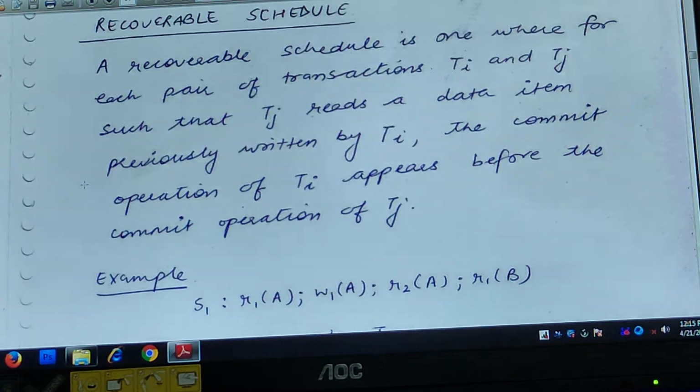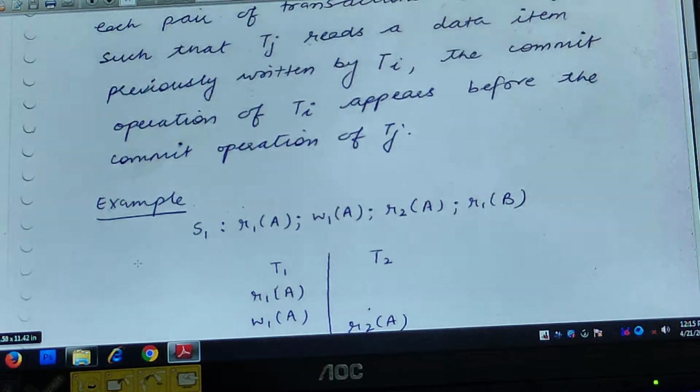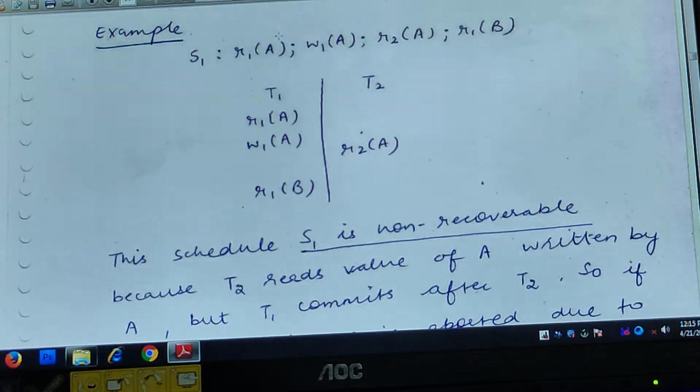I'll explain this with the help of two examples. Suppose I have a schedule S1 and this is the sequence of operations. R1A means R is the read operation, W is the write operation, 1 means it is performed by transaction T1, 2 means it is performed by transaction T2, and A means on the data item A, and B is the data item B. So when I arrange these operations, it will look like this.